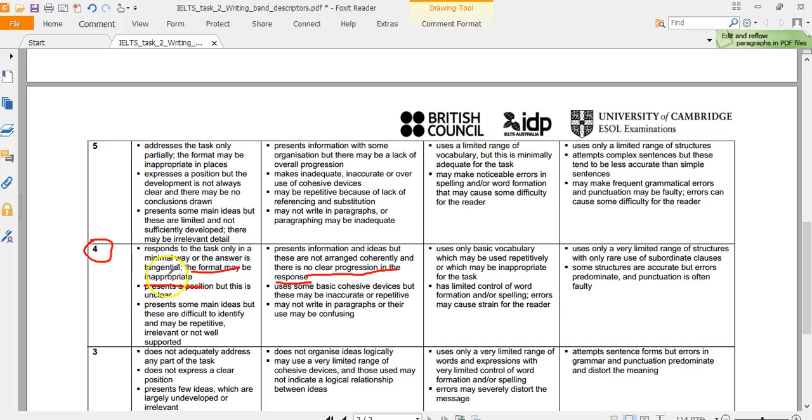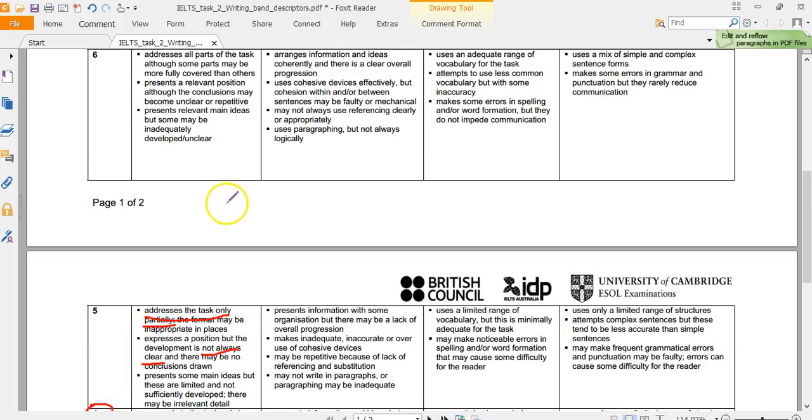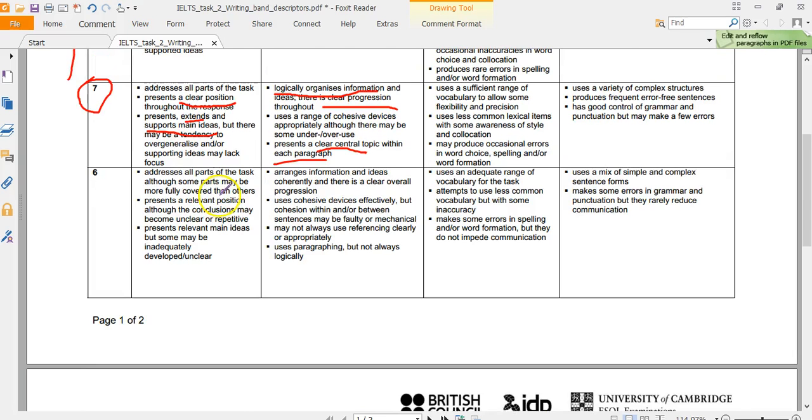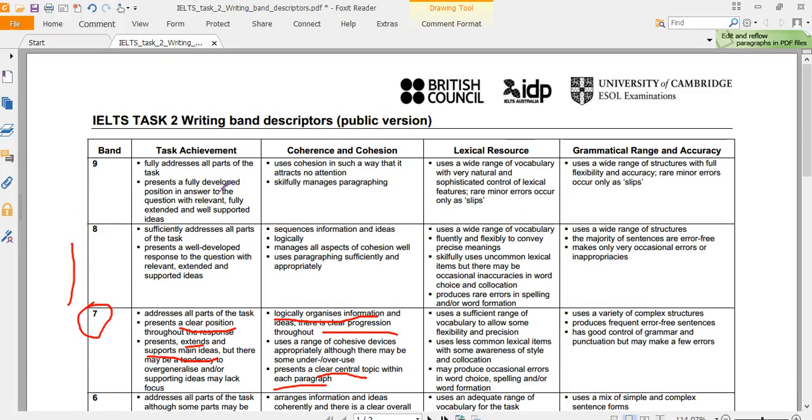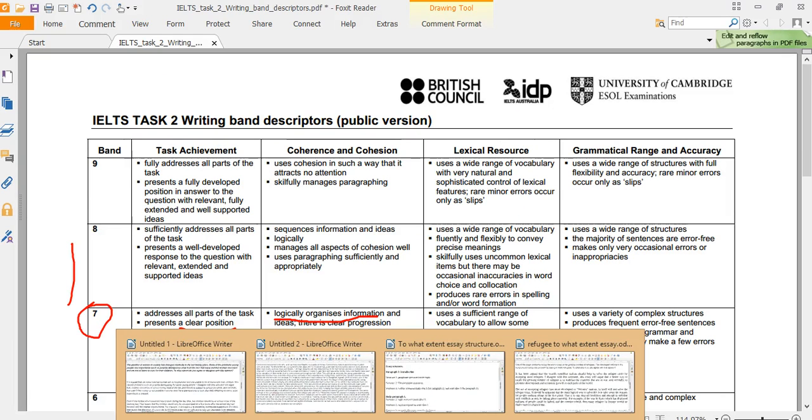Well, it isn't bad. The answer is tangential. In other words, it goes off at a tangent. So it's not directly addressing the question. So you need to be pretty careful there. Expresses a position, but the development is not always as clear as it could be. So it addresses the task only partially. Well, we'll see if it does, but so far the introduction is looking a little bit general. It doesn't really say what the essay is about or where it's going.